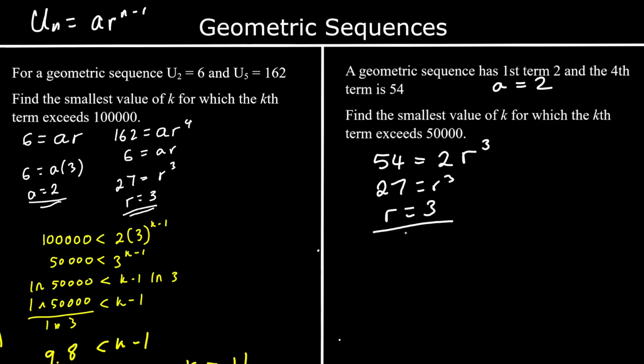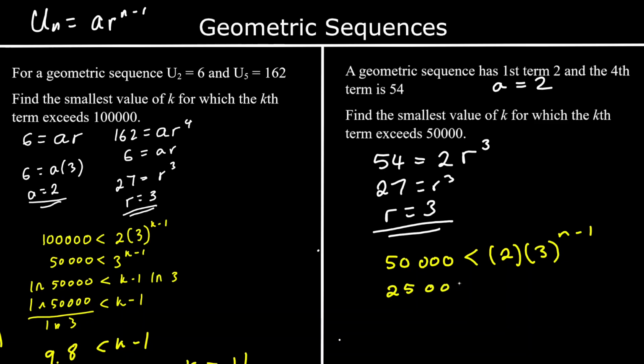R is 3. So a is 2, r is 3. That's exactly the same as the last one. And the smallest value of k for which the kth term exceeds 50,000. So this is the same question, but we've got 50,000 and it exceeds it, so it's bigger than. And it's a, which is 2, times r, which is 3, to the power of n minus 1.